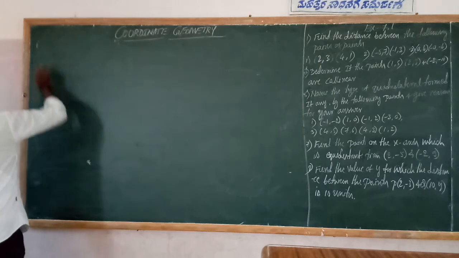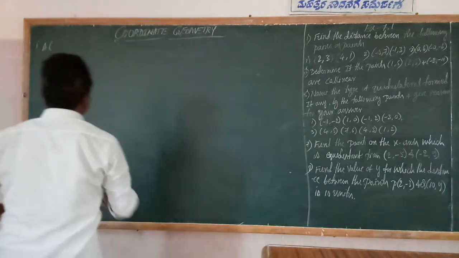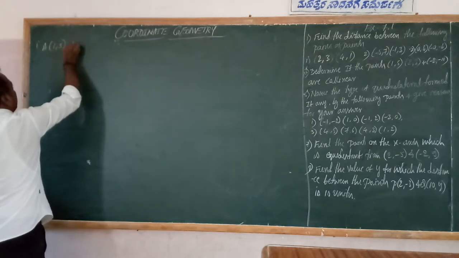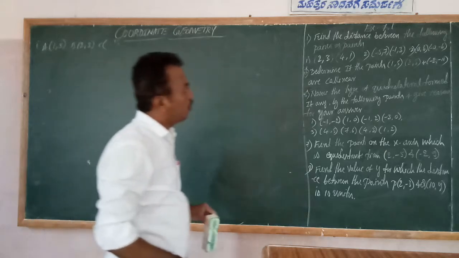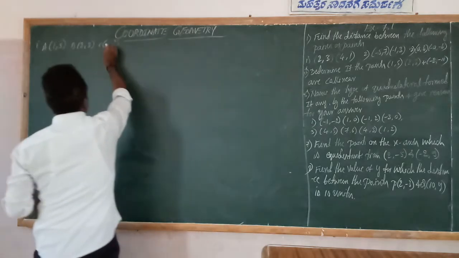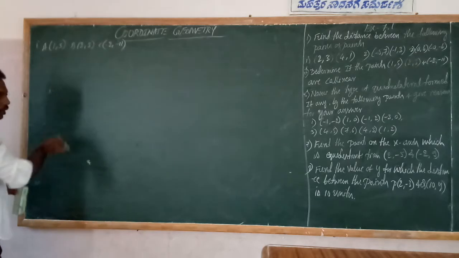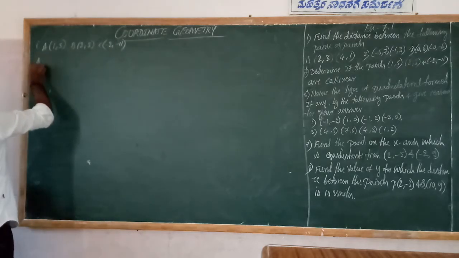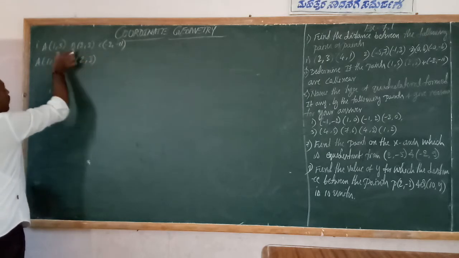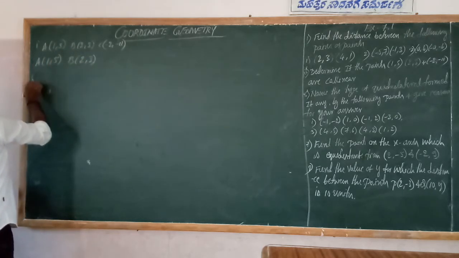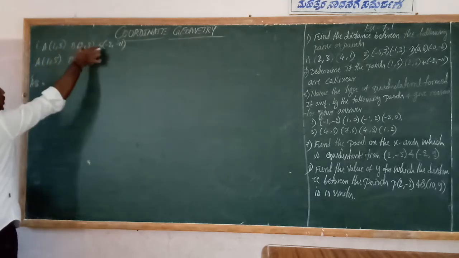There are 3 points given. A is 1, 5, B is 2, 3 and C is minus 2, minus 11. Now we have to check whether it is collinear or not collinear. First I will take A 1, 5 and B 2, 3, the first 2 points. So I will find the distance of AB first, then B and C, then A and C.